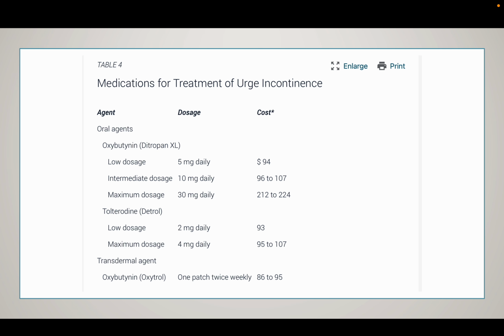So these are the various treatment options that are available for urgent incontinence. These are all anticholinergics, that is oxybutynin, tolterodine. Transdermal patches also can be used, but long-acting ones are preferred when compared to the short-acting ones. So these are the drugs that we normally use in the case of urgent incontinence, whether oxybutynin or tolterodine.